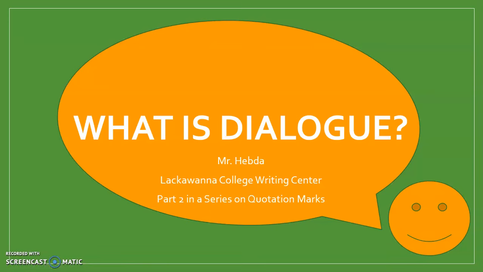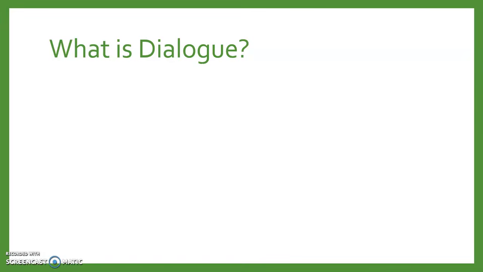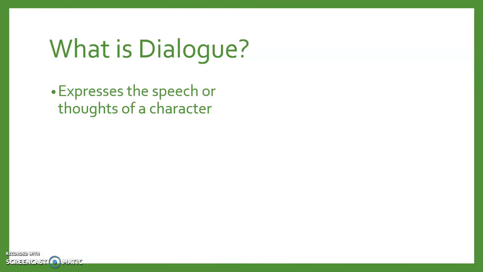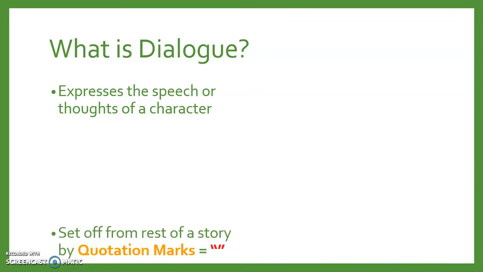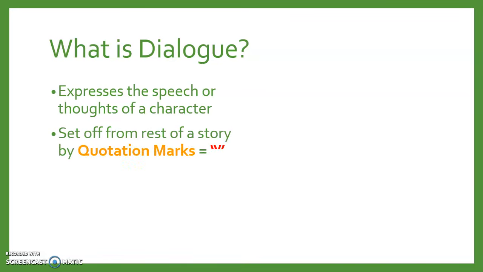Quotation marks. What's dialogue? Let's dive right in. So dialogue is a literary device. It's a technique that's used to express the speech or thoughts of a character, usually their exact words. And it's set off from the rest of the story with our friends, the quotation marks. They're these kind of like double curls that bracket off the words that are part of the dialogue.